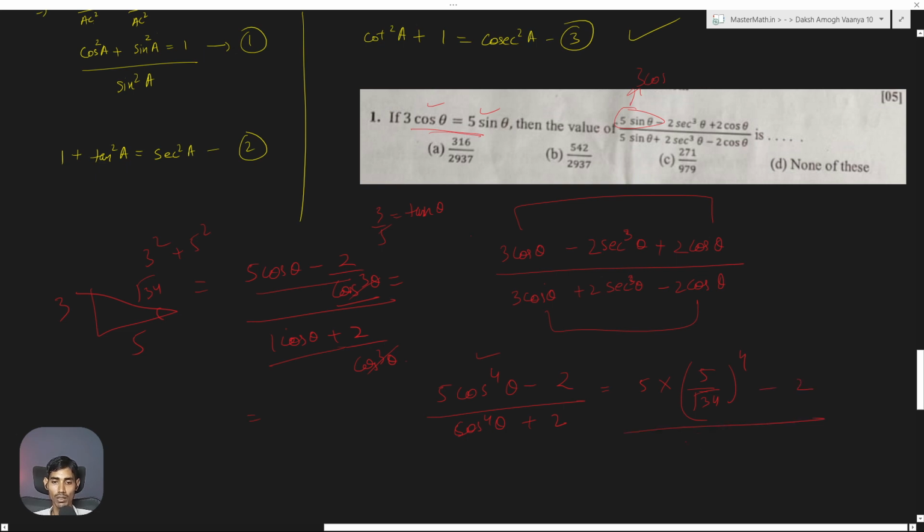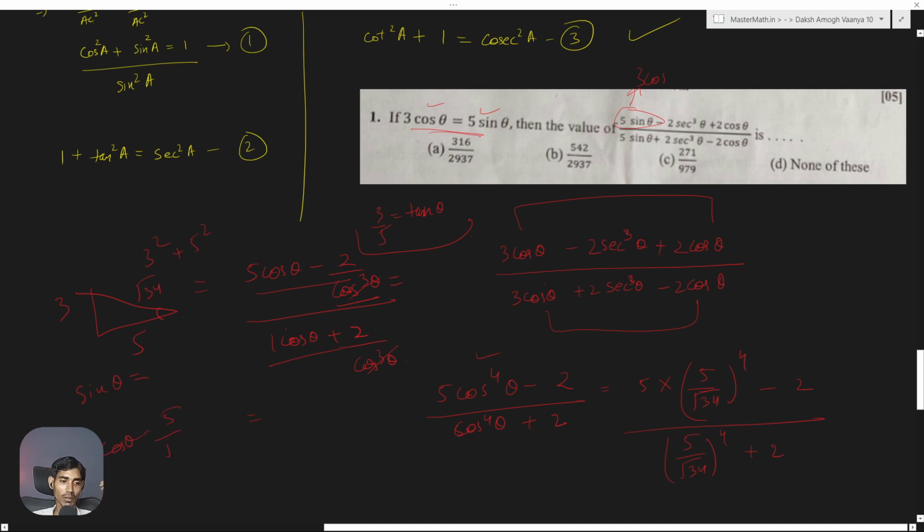Is that okay, or am I too fast? Daksh, is that okay? Naveen? Yes, sir. So please explain again. I don't have the first step, I didn't pay attention. See, if we get the value of tan theta, we can get the value of sin theta and cos theta easily.